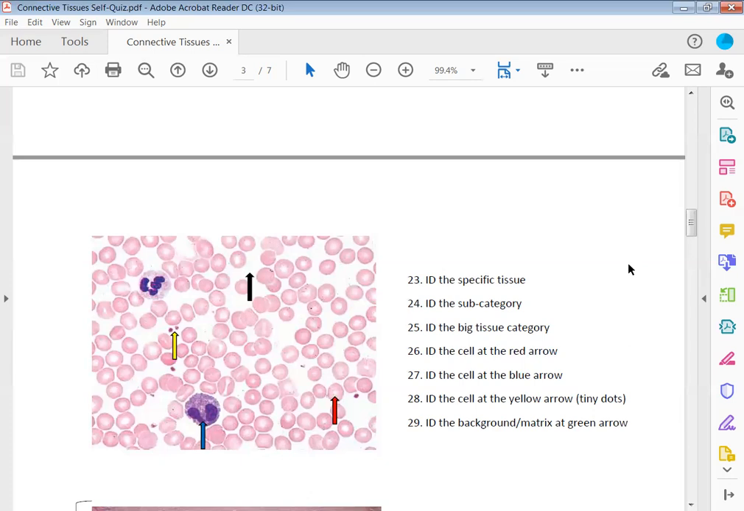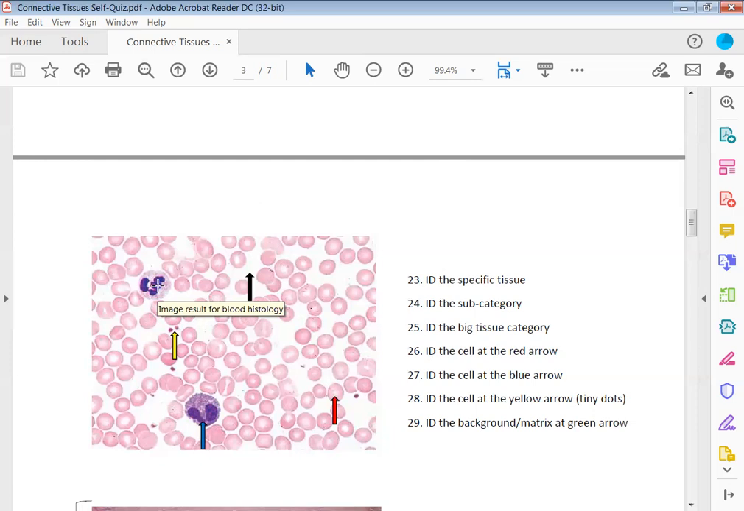Which one are we at now? 27. The cell at the blue arrow, all of the cells that have a purple nucleus, so this or this, if it has a nucleus, it's going to be a white blood cell. And the white blood cell is also called a leukocyte.